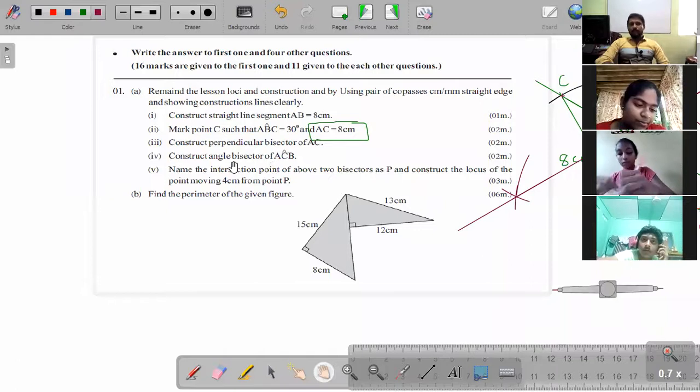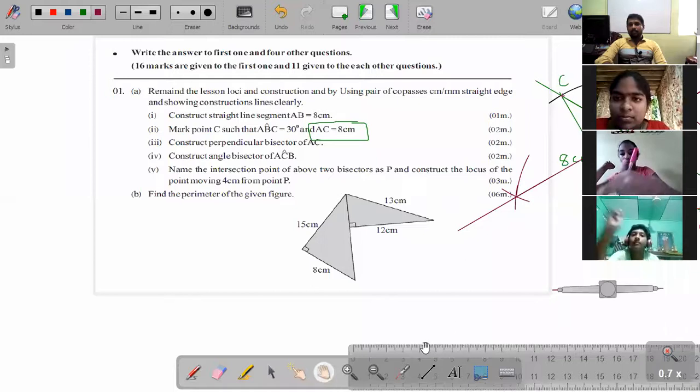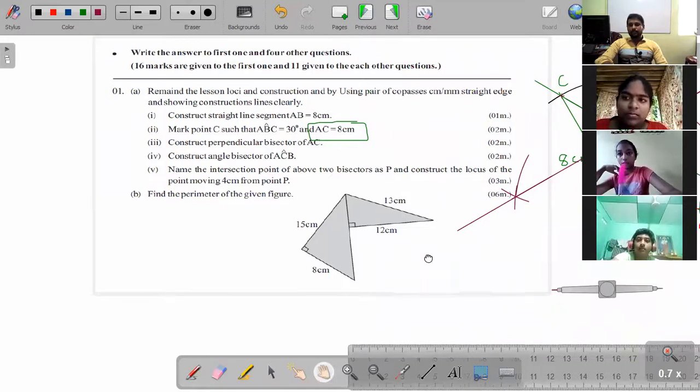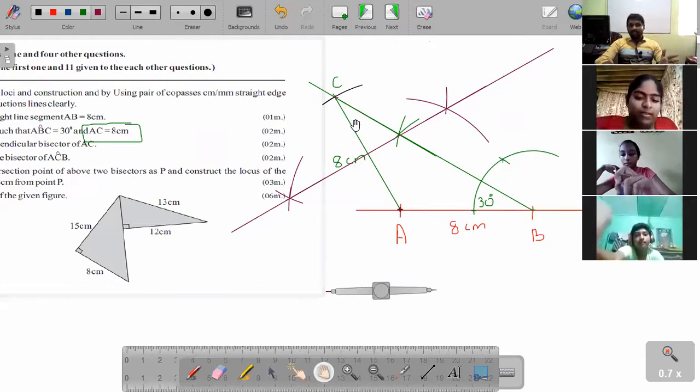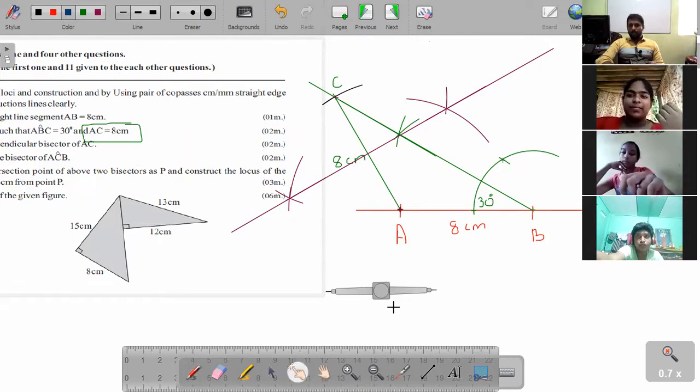Then look at construct the angle bisector of ACB angle. Angle bisector of ACB angle. Where's the ACB? This angle, no? This angle bisector you have to construct. If your second part is incorrect, this part also incorrect, no? Why? C point you mark the wrong position. Now we have to construct the angle bisector of this angle. Look at how we do that one.